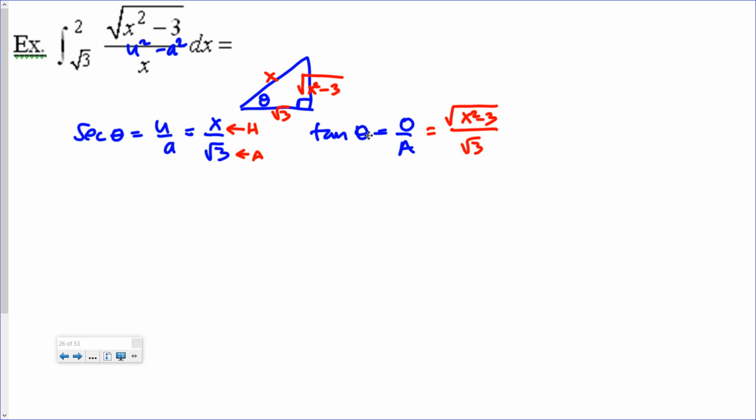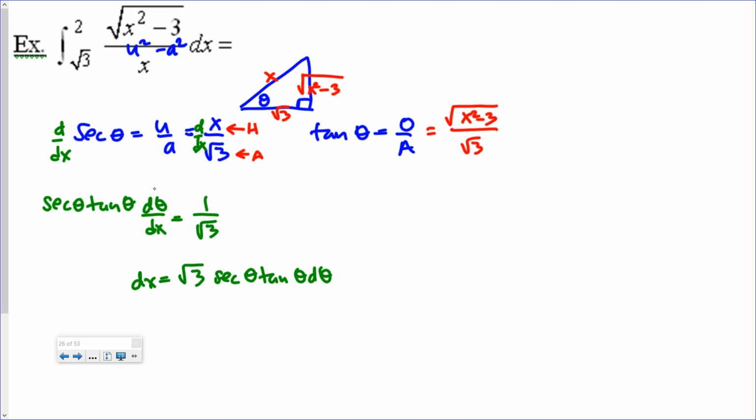All right, after I figured out it's a secant problem, I set it to u over a, I find the tangent, and then I come back over here and I take the derivative of both sides. The derivative of secant is actually secant theta tangent theta d theta dx. The derivative of x over square root of 3 is 1 over square root of 3 dx dx. Then I need to solve for dx, and if I cross multiply here, that is square root of 3 times secant theta tangent theta d theta. All right, so I'm done with my legend.